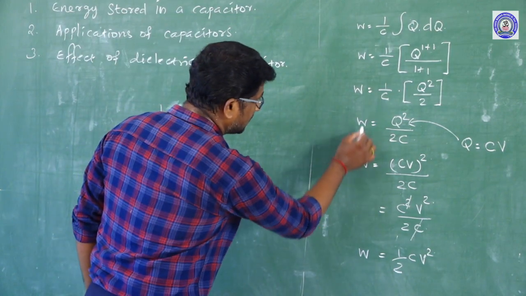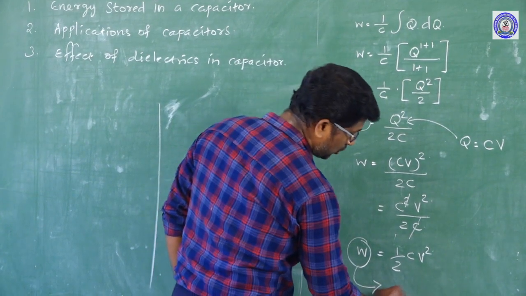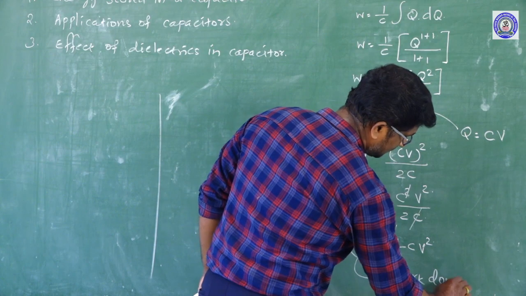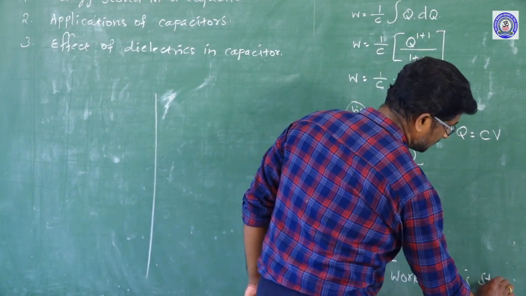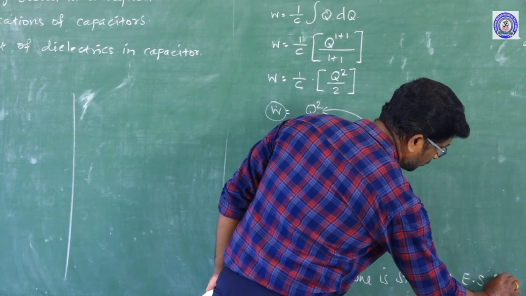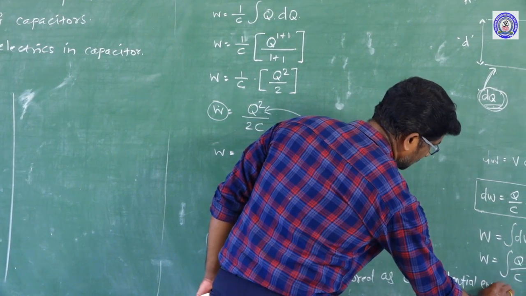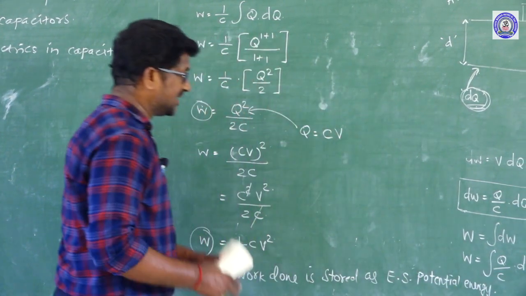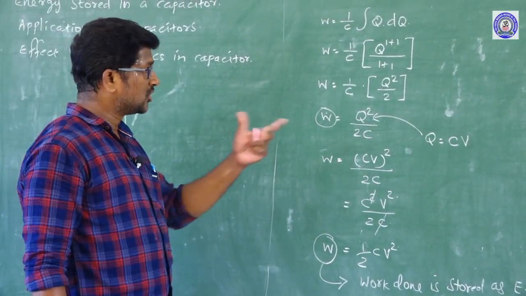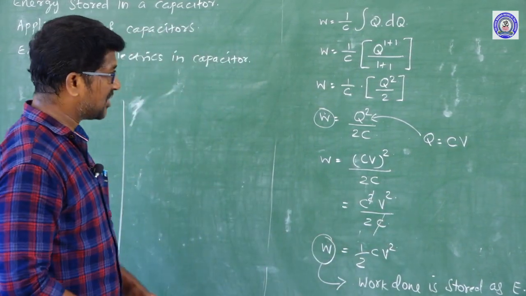So, this work done by the external agency is stored as electrostatic potential energy in the capacitor. So, the total work done by the external agency to store the total charge Q in the capacitor is stored as electrostatic potential energy in the capacitor.